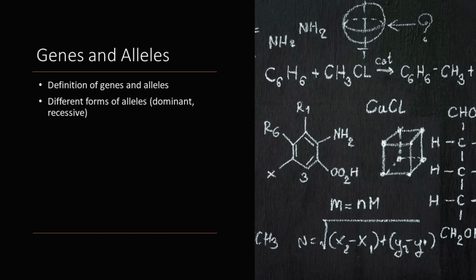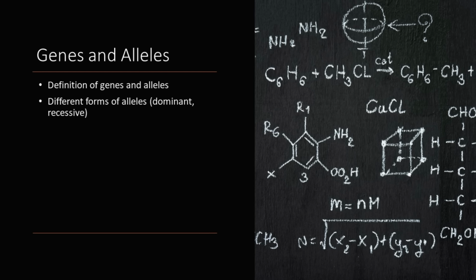Slide 6. Genes and alleles. Definition of genes and alleles. Genes are specific sequences of DNA that encode instructions for building proteins. Each gene has a specific location on a chromosome. Alleles are different versions of a gene that can lead to different traits.